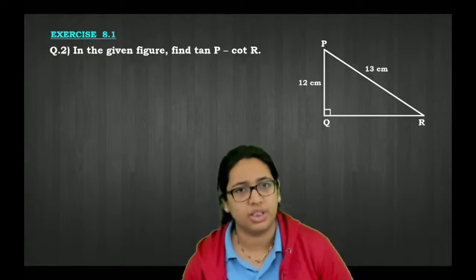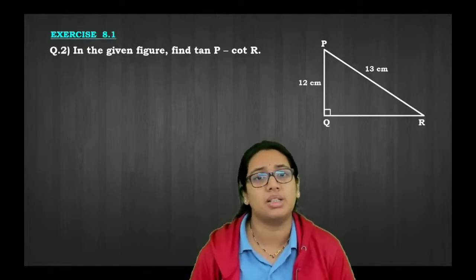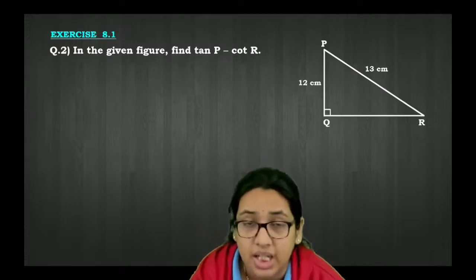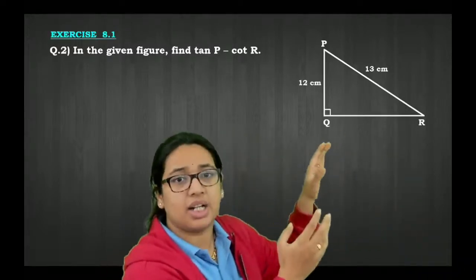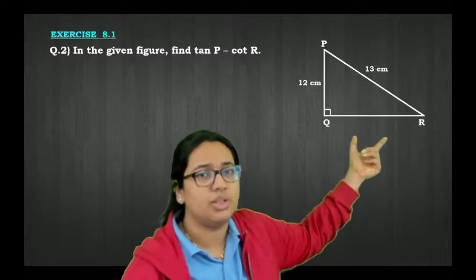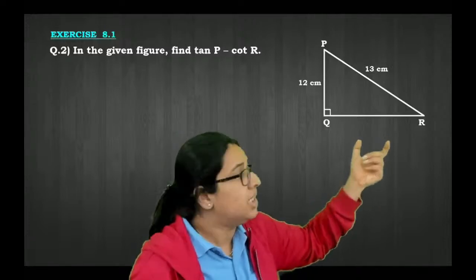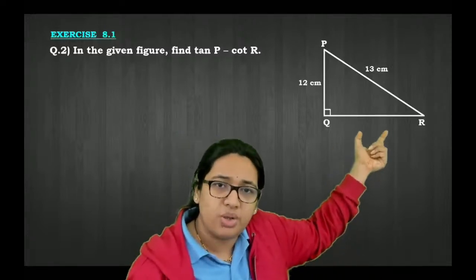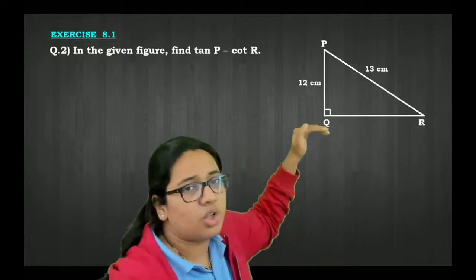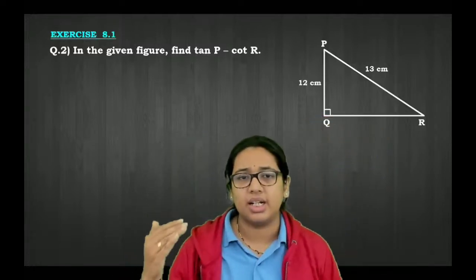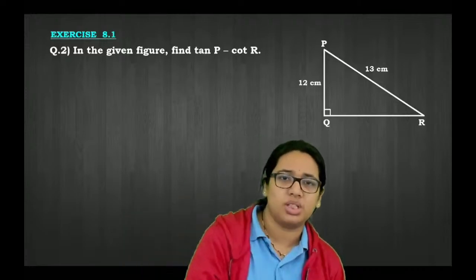See now, in the given figure, find tan P minus cot R. Okay. Again, we have a right angle triangle in which one of the values is unknown to us. तो सबसे पहले आपको ये वैल्यू फाइंड आउट करनी पड़ेगी. बट अगेन वी आर टॉकिंग अबाउट राइट एंगल ट्रायंगल. राइट एंगल आएगा मतलब आप पाइथागोरस का यूज कर सकते हो.